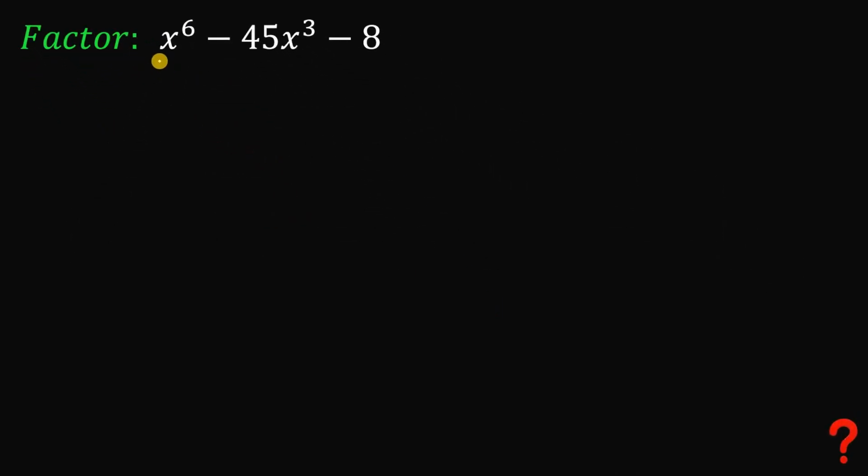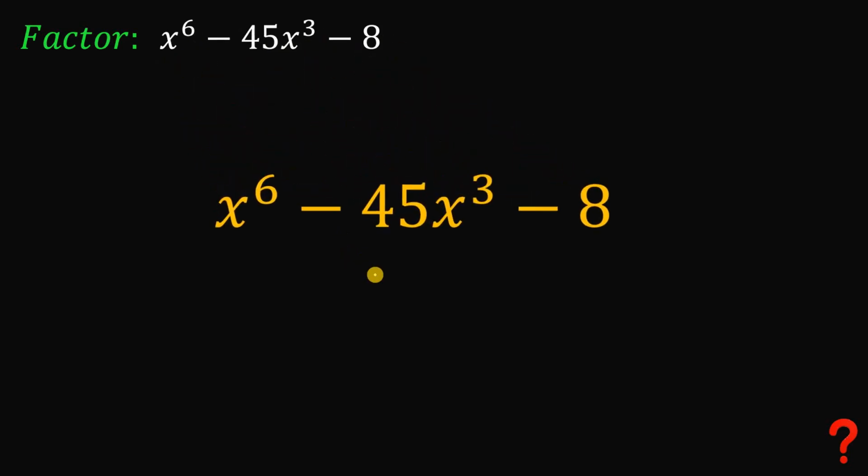Alright, in this video, the goal is to factor this expression completely, and take note, it is given that this expression, x raised to the power of 6 minus 45x cubed minus 8, is technically factorable. So the goal is to factor this expression. But the question is, of course, how do we factor this kind of expression? Now, one thing to notice here is they give us some clues.